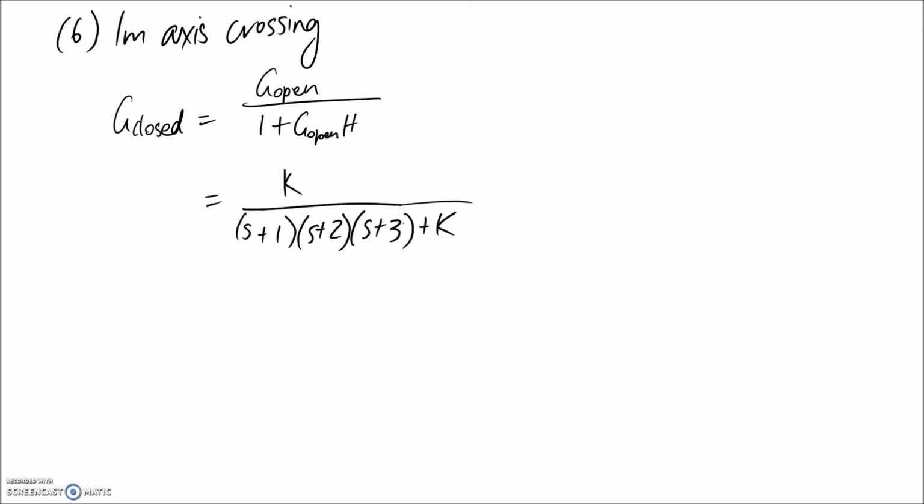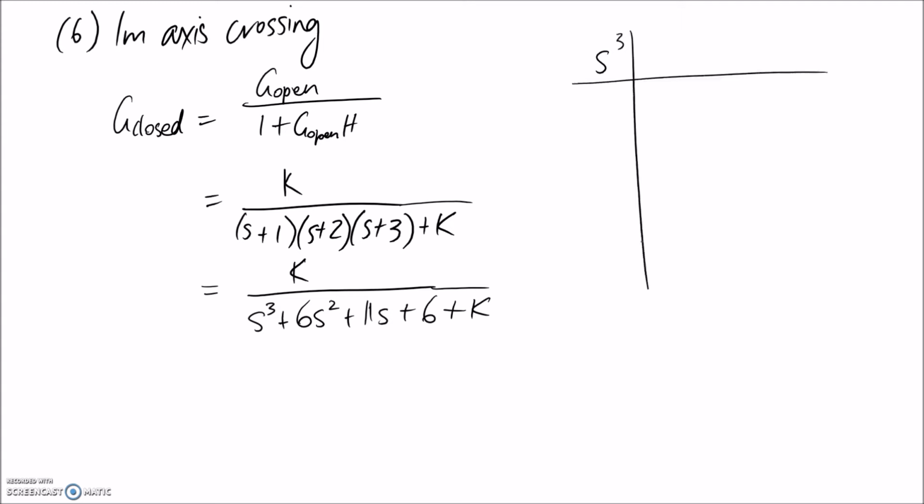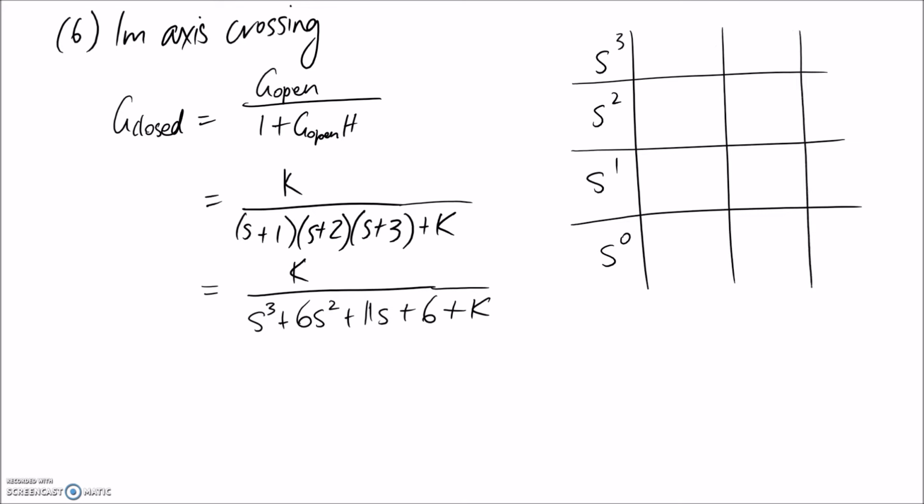So I'm going to need the powers of s expanded out in here. If you expand out this bottom line, you end up with s cubed, 6s squared, 11s plus 6, and then you also have the k carried down as well. So let's go and set up our Routh table. We take our highest power of s, which is 3, s squared, s to the 1, s to the 0. Give ourselves a couple of columns.